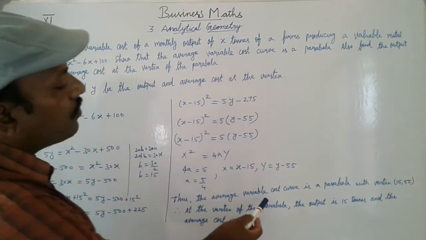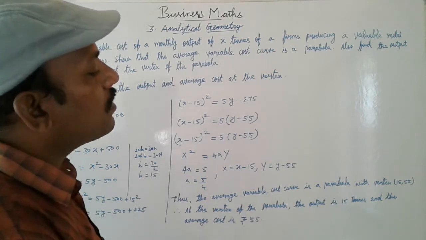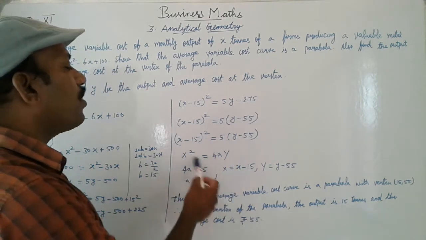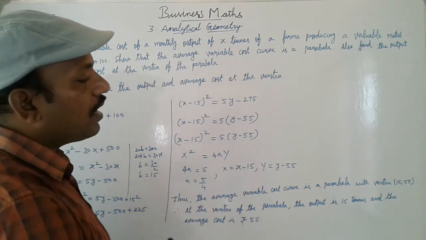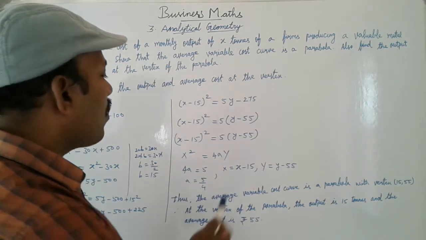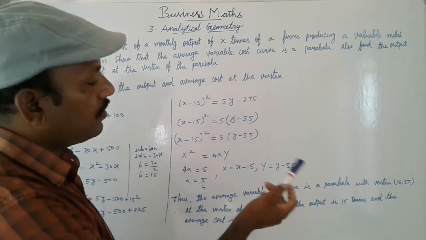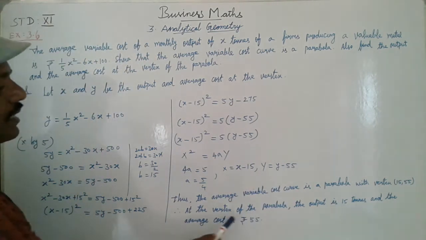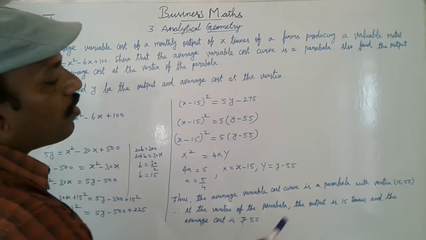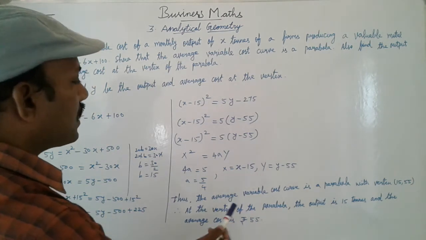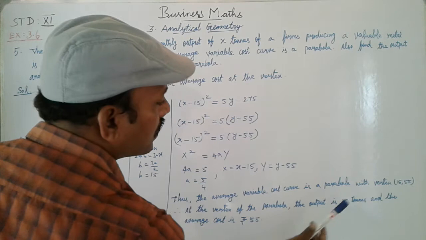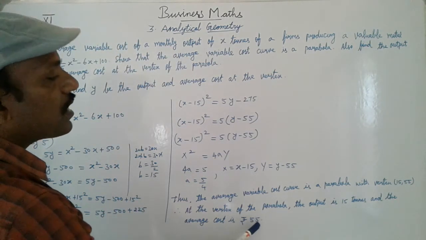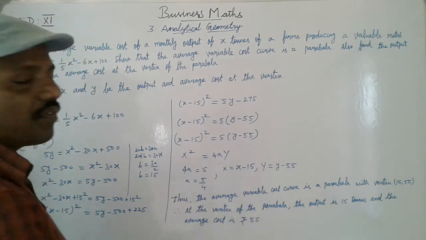Thus the average variable cost curve is a parabola. It is in the form x square equal to 4ay, a parabola with the vertex at (15, 55). At the vertex of the parabola, the output is 15 tons, which is the x value, and the average cost is the y value, rupees 55. That's all.